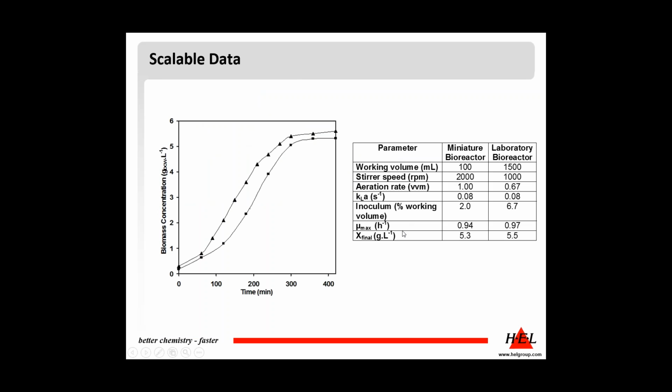Now, an important feature of any miniature bioreactor is to make sure that it's scalable. Here we've done some experiments comparing a miniature bioreactor, 100 mL working volume, with a more conventional size, 1.5 litres. By keeping the kLa at the same value, we see that we get very similar specific growth rates and final biomass concentrations. So this gives us confidence that the data we're seeing at the small scale can be projected onto larger scale vessels.